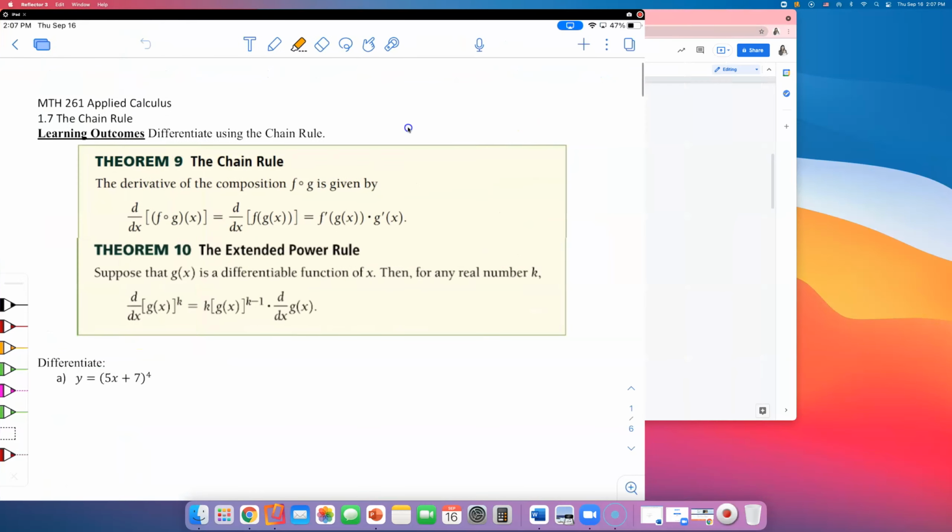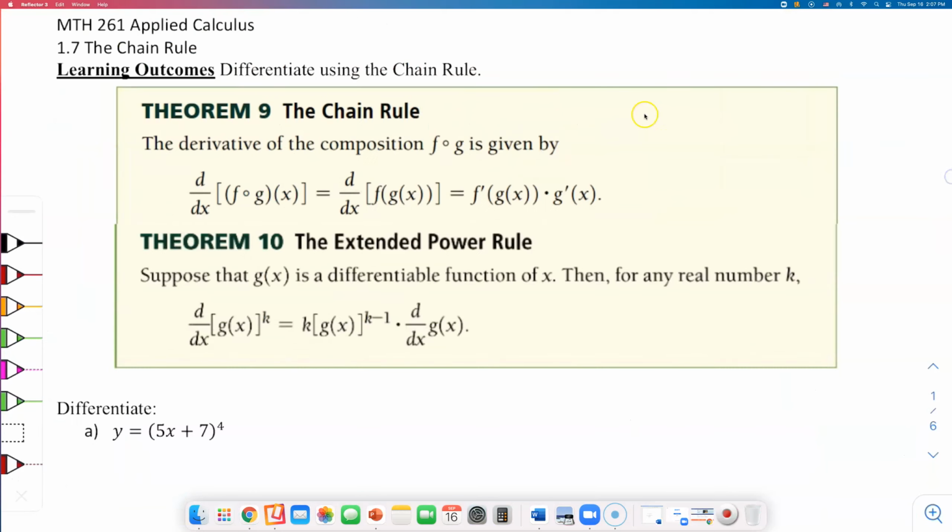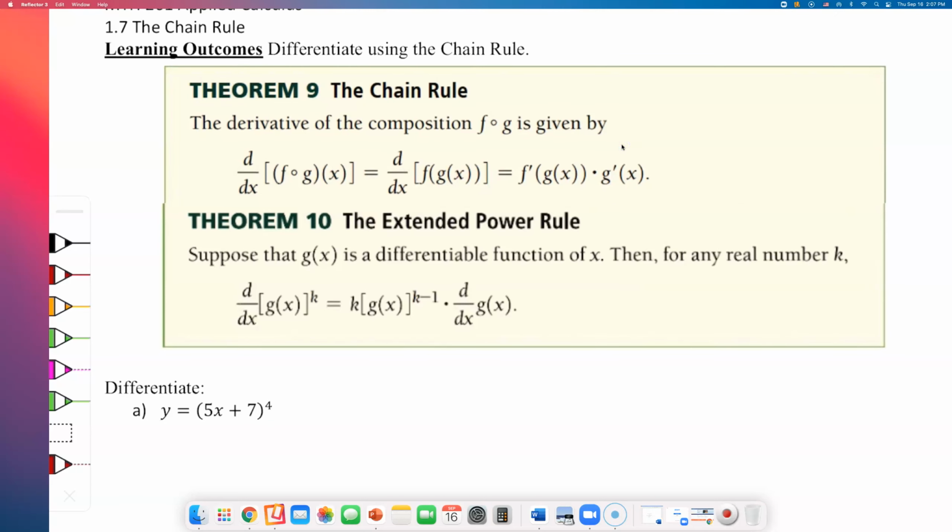This is the chain rule video. Okay, so rules given. So what is this about?